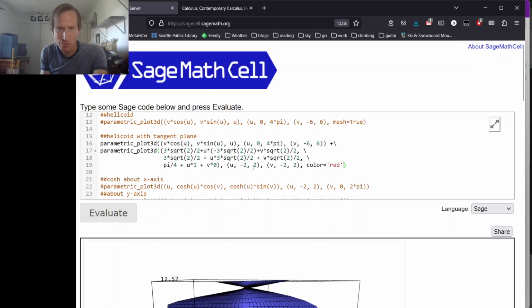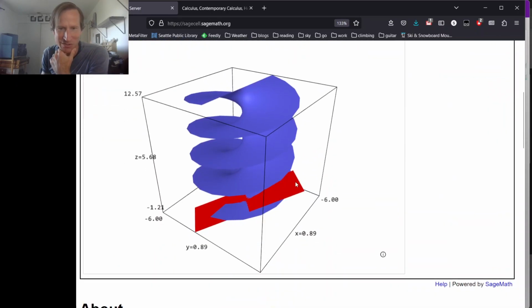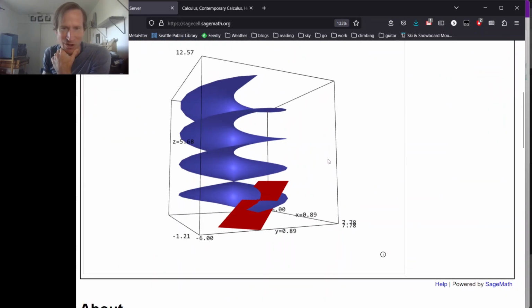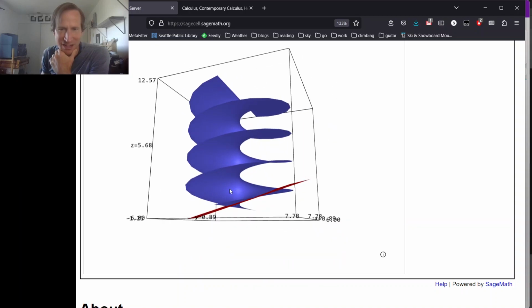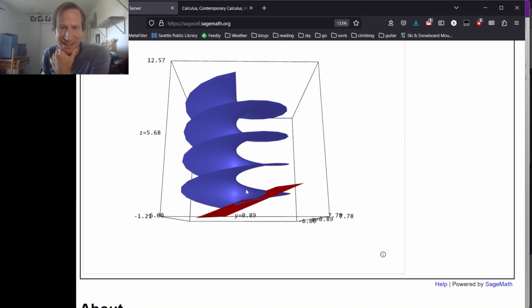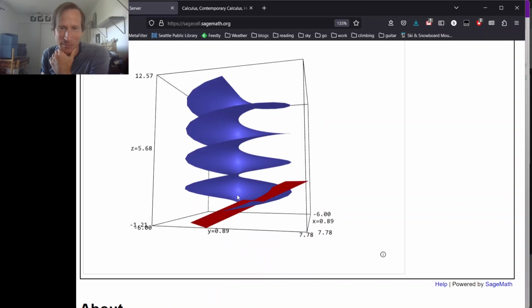So for u and v, let's just go from minus 2 to 2 for both, and let's plot the tangent plane in red just so that we can see it clearly against the background of the plot for the helicoid, which is right here. So now we discover, have I made any typos? No. So there's our point. And you can see that if we look at the side view on this plane, it does appear to be tangent to the surface at that single point.